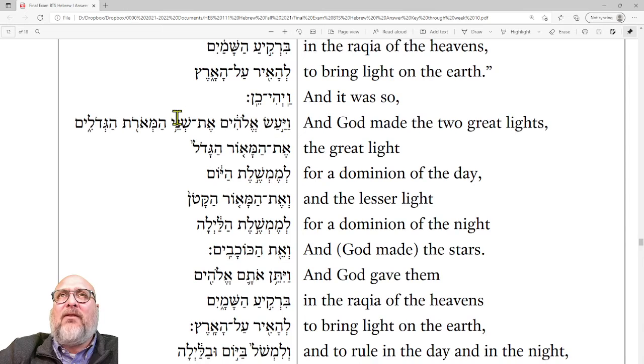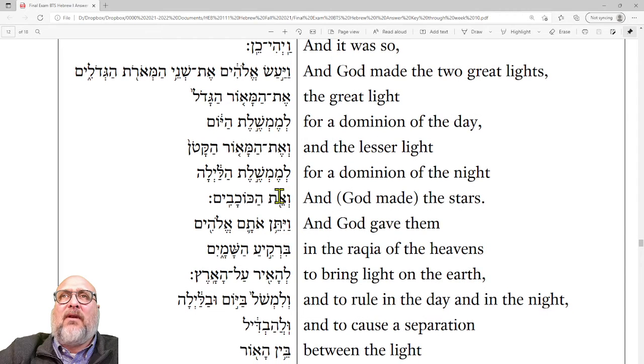And Elohim made the two great lights, the big light for dominion of the day, and the small light for dominion of the night. And the stars, and that et means that the stars are the direct, definite direct object of asa. God made these, and God made the stars, so that's why I did it this way.